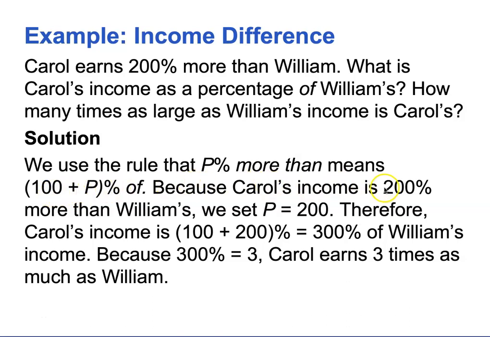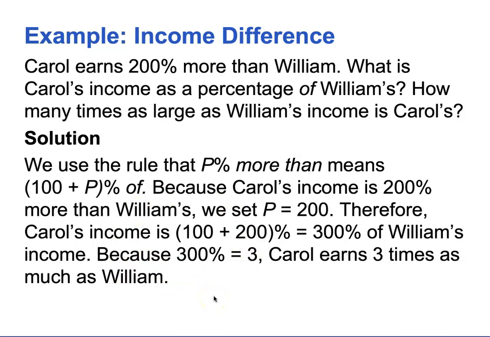Because Carol's income is 200% more than William's, we set p equal to 200. Therefore, Carol's income is 100 plus 200, which is 300% of William's income. Because 300%, when you change it to decimal, remember, the decimal is the farthest to the right, and you move it 2, that would be 3. That means Carol earns 3 times as much as William.